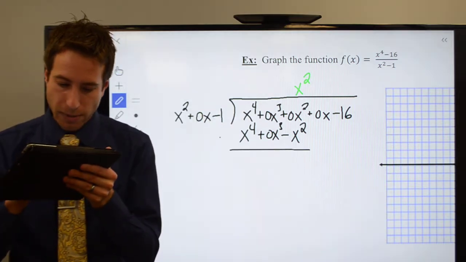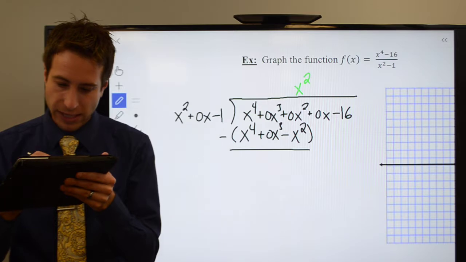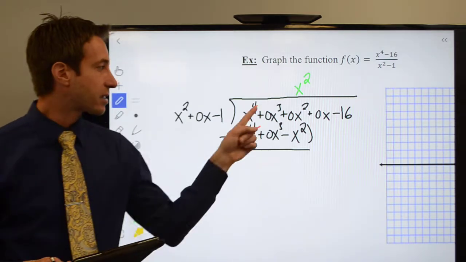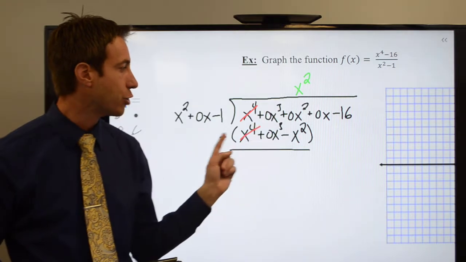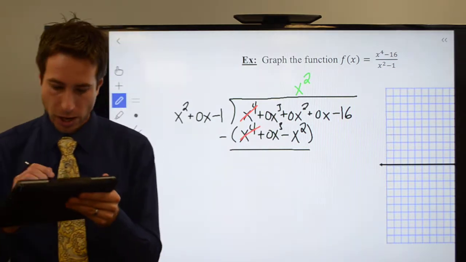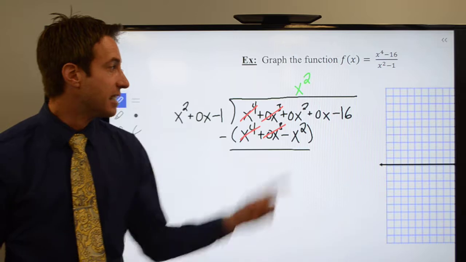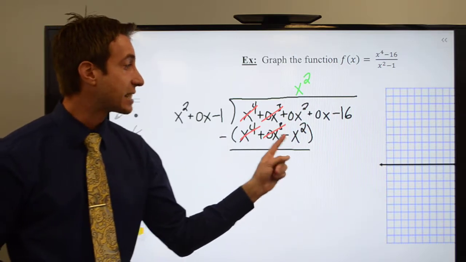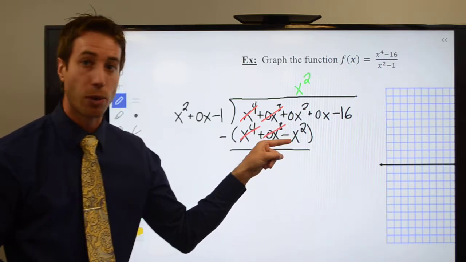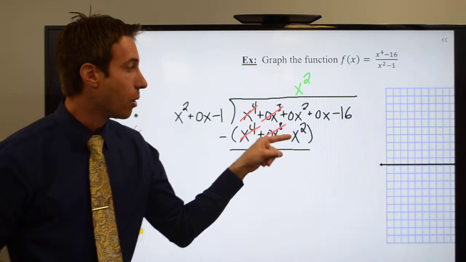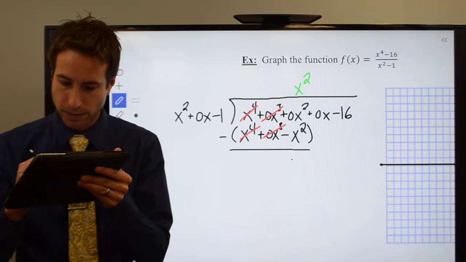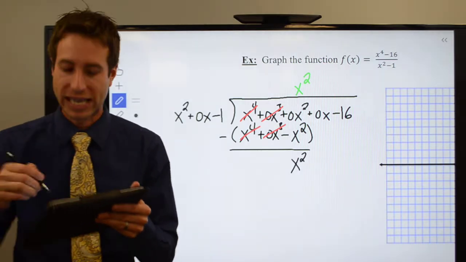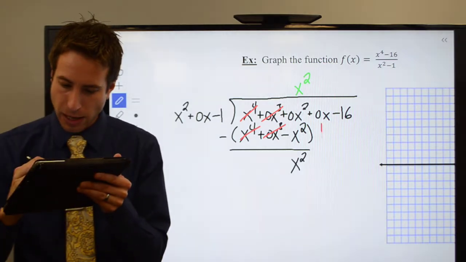Step number 3, subtract. Don't forget to distribute the minus sign, so I'll put that guy in parentheses. Check that out. X to the fourth minus x to the fourth, those cancel each other out. 0x cubed minus 0x cubed, those guys drop out. 0x squared minus a minus x squared turns this into a positive, right? 0 plus 1 is just 1x squared. So we get x squared. Bring down. Actually, you can bring them both down.